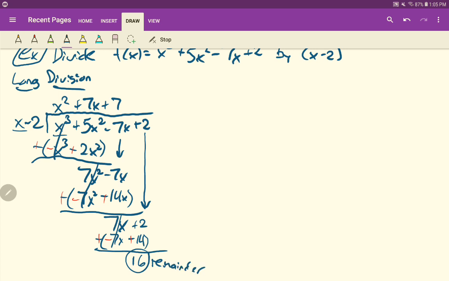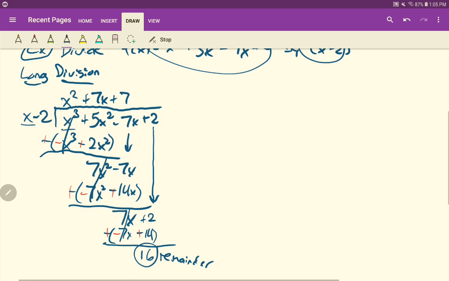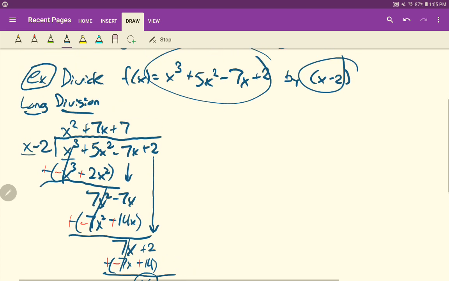Since we have a remainder, does that mean our polynomial divides evenly by the x minus 2? Well, since the remainder is 16, it's not 0, right? That means it does not divide evenly.